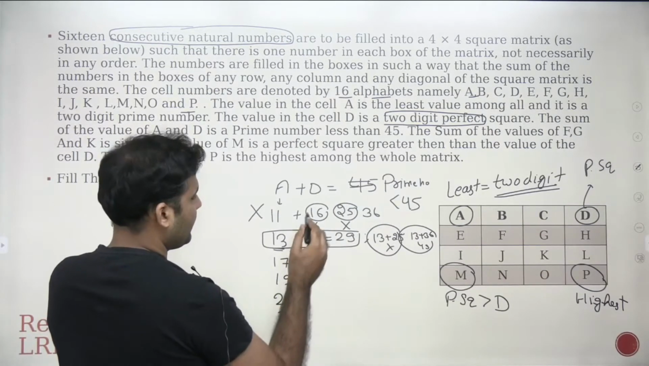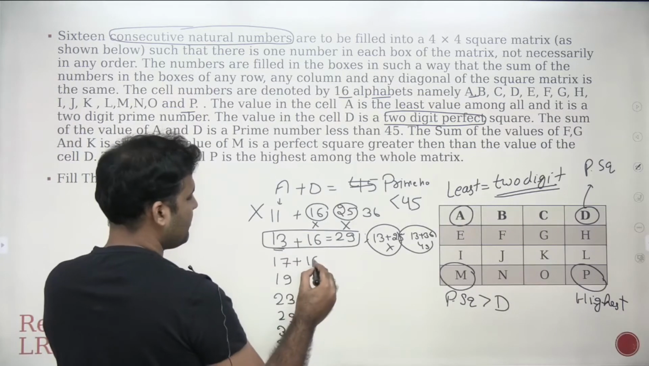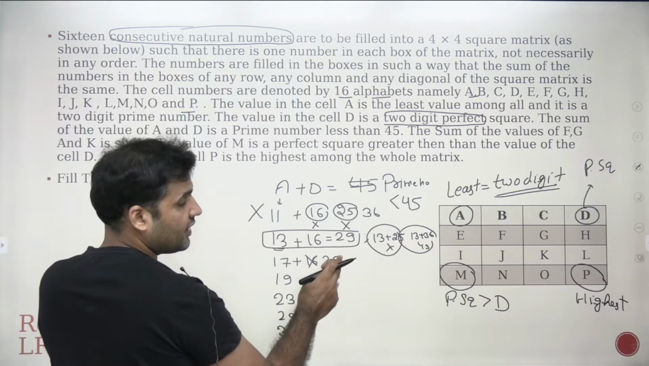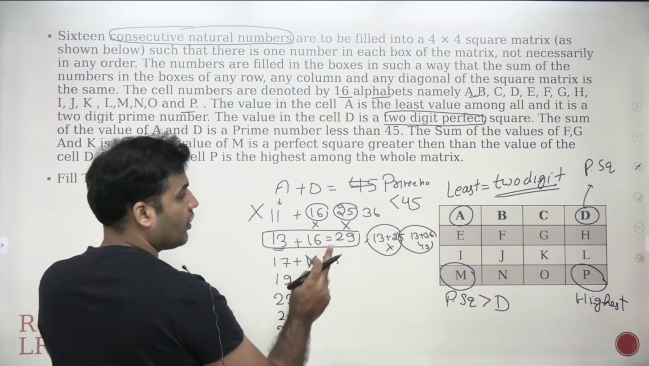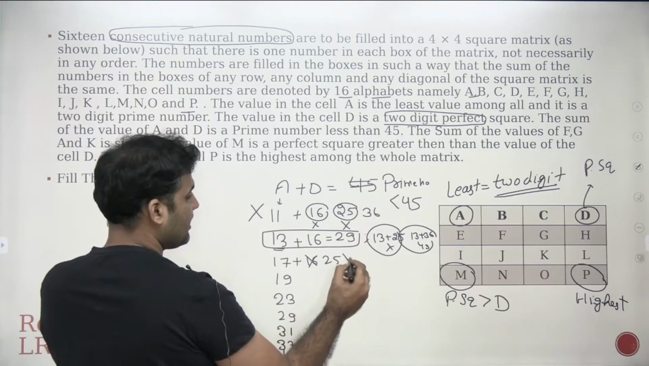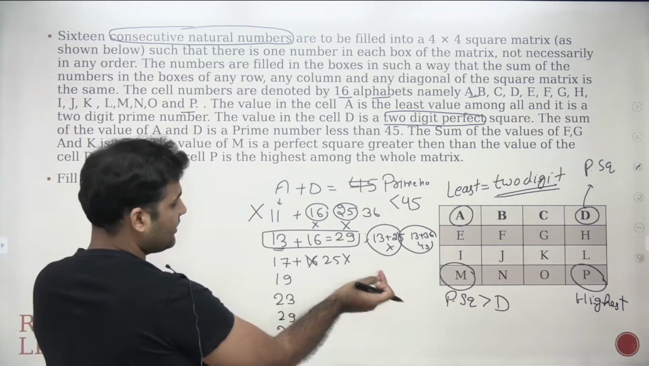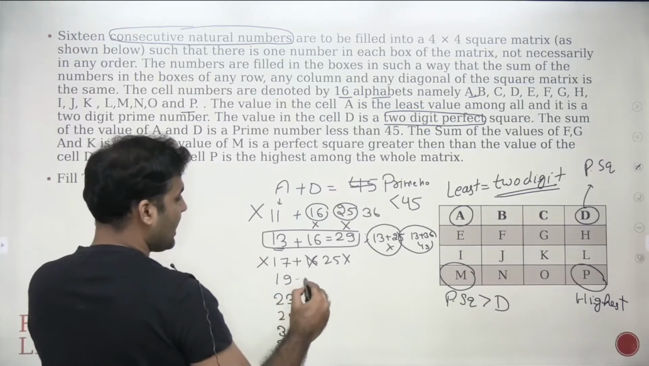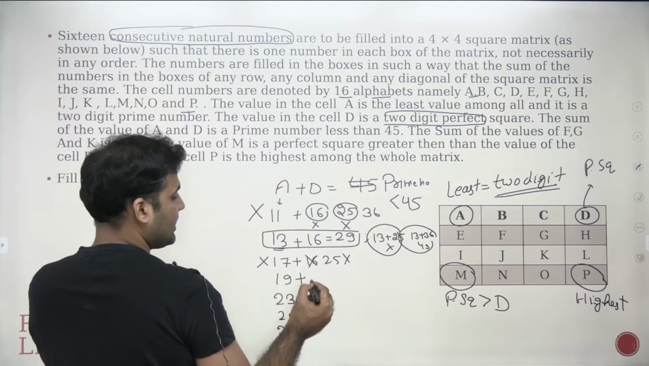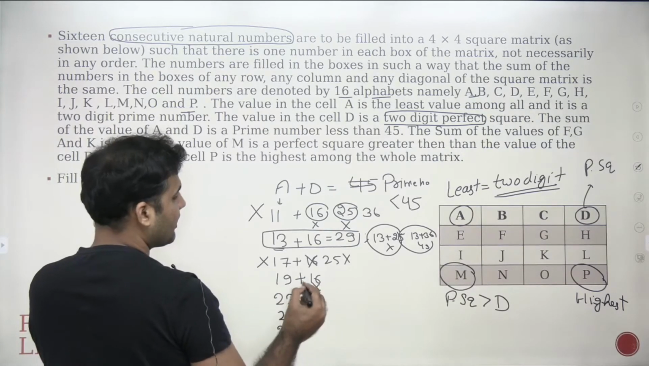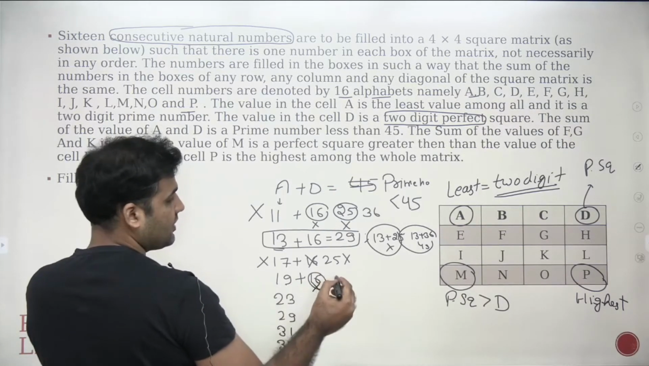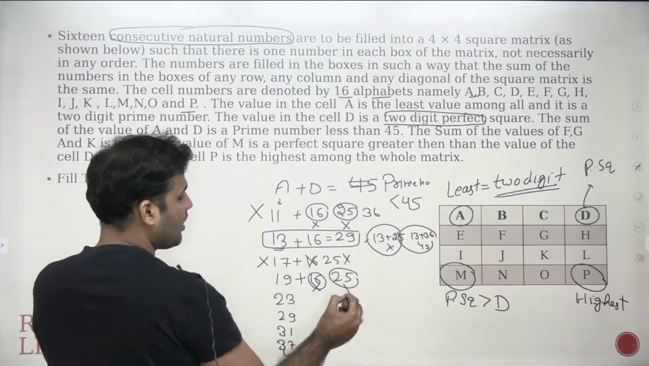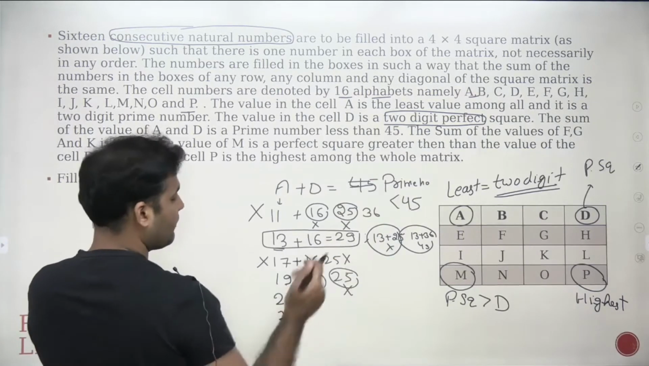Let's go with 17. 17 plus the first perfect square 16 is 33, eliminated, right? 16 will not work. Next is 25. 17 plus 25 is 42. 42 is not a prime number, right? So this is eliminated. No point in moving to 36 because 17 plus 36 will be more than 45. This case is eliminated. 19 plus 16 is 35, not a prime number. Okay, eliminated. 19 plus 25 is 44, not a prime number, eliminated. No point in taking 36, the number will be more than 45.